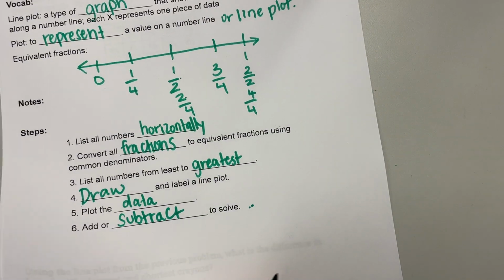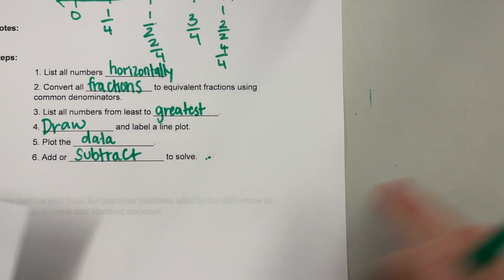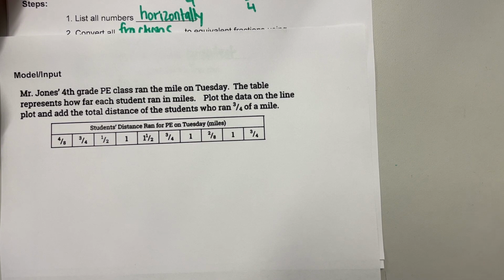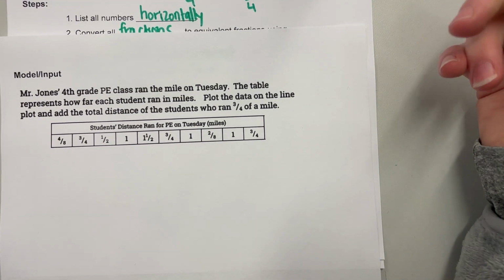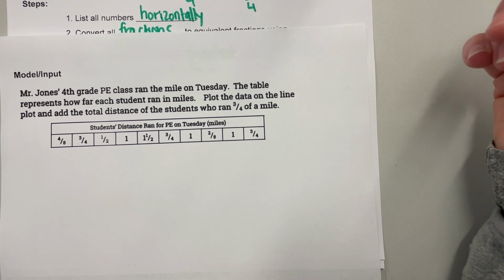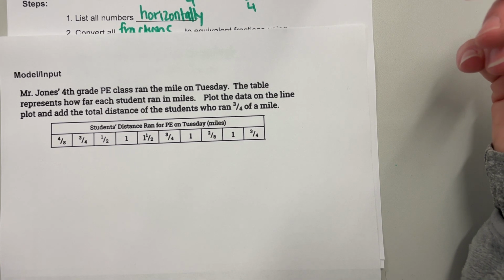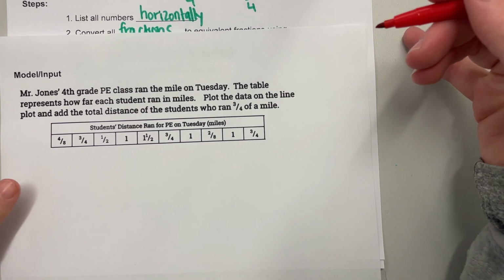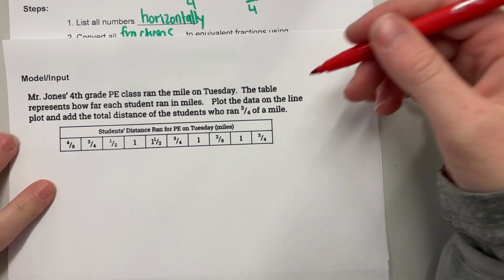Okay, you're gonna pause and watch. I have my model and input. My first problem says, Mr. Jones's 4th grade PE class ran the mile on Tuesday. The data represents how far each student ran in miles. Plot the data on the line plot and add the total distances of the students who ran 3/4 of a mile.